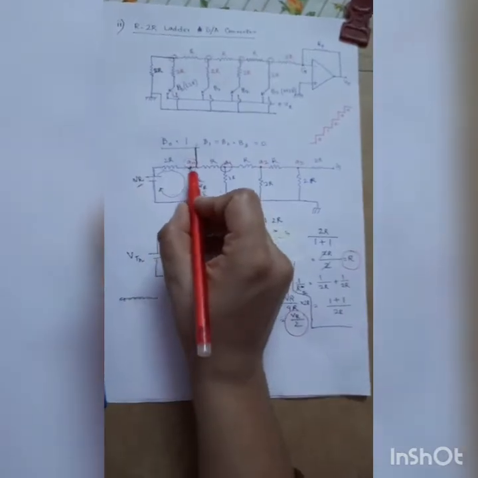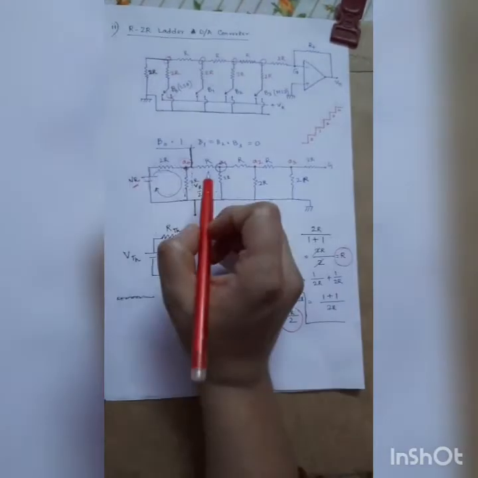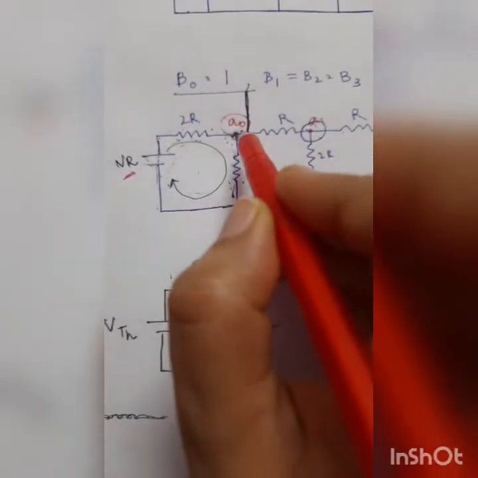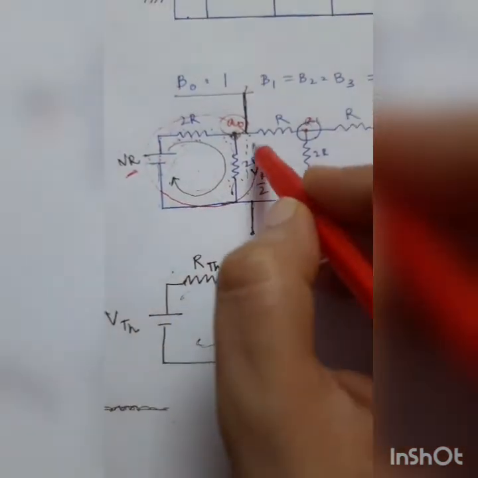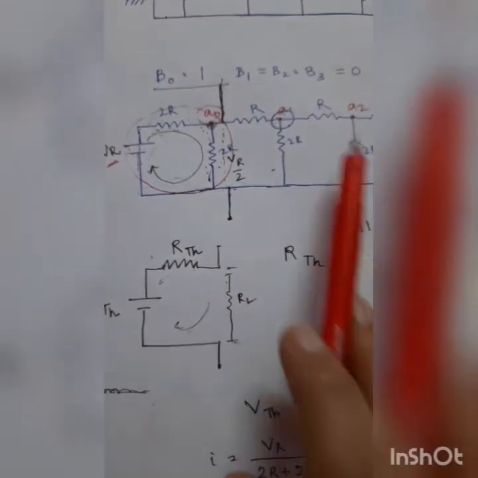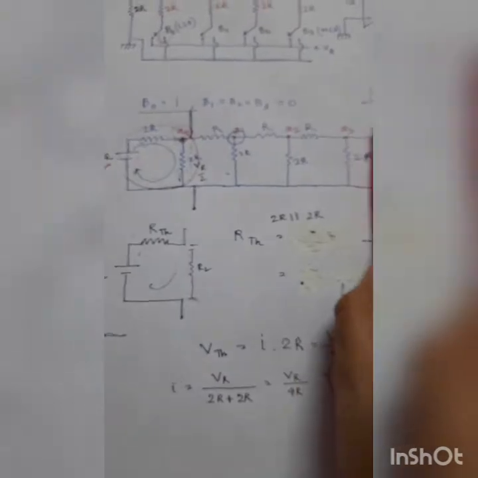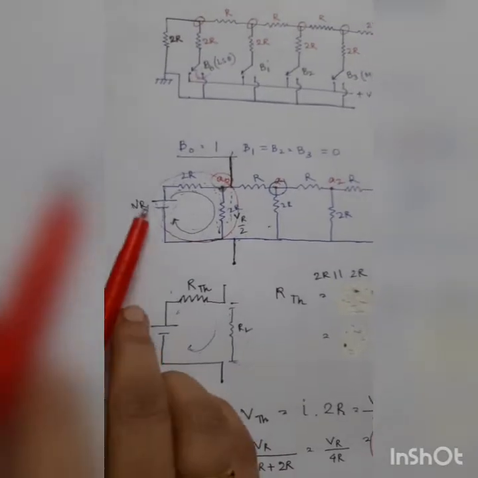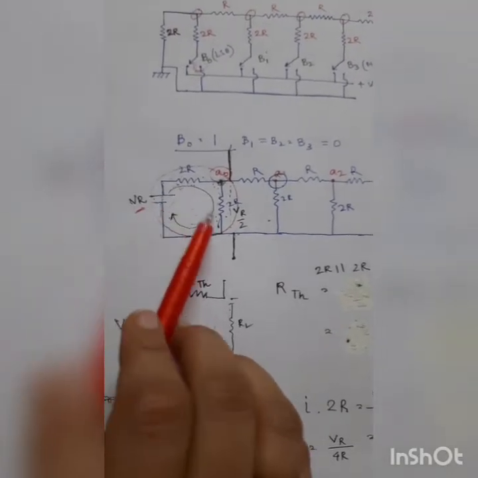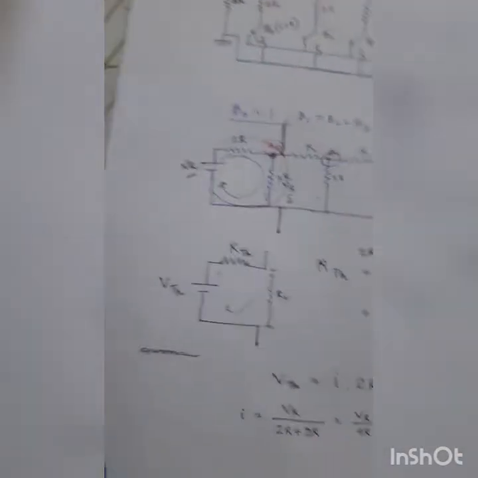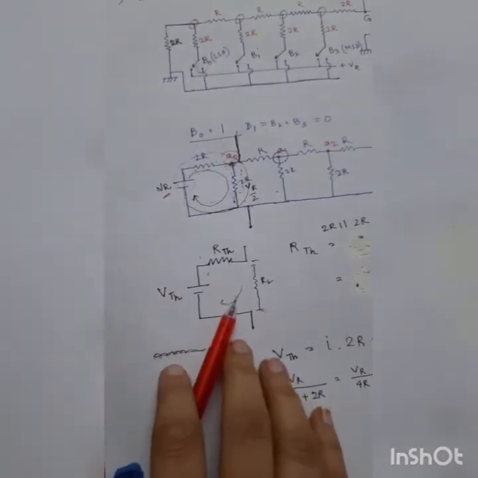So first, the point A0. We are considering only this part of the circuit. Here the point A0 is extended, and we are considering the other part of the circuit as open. Here there is a power supply VR, and 2R and 2R are in parallel. So what will be the equivalent resistance and equivalent voltage of this circuit?